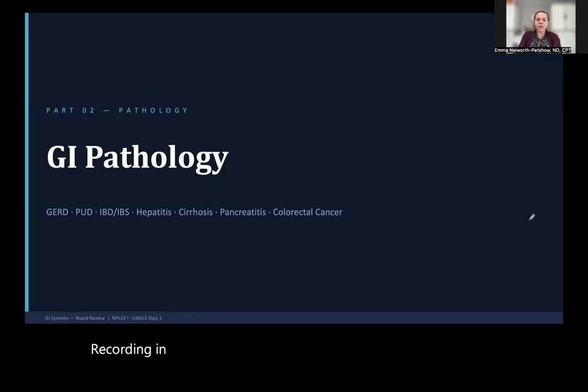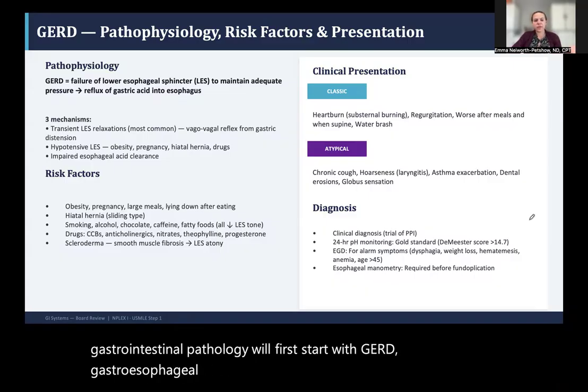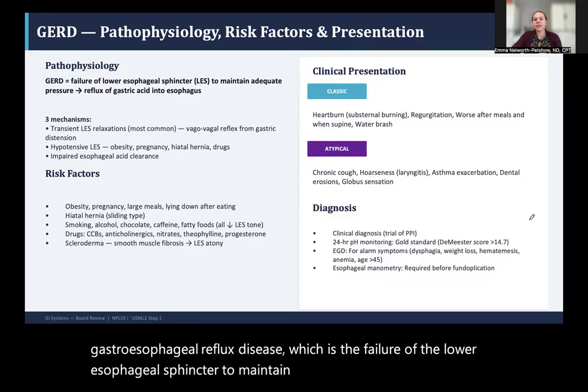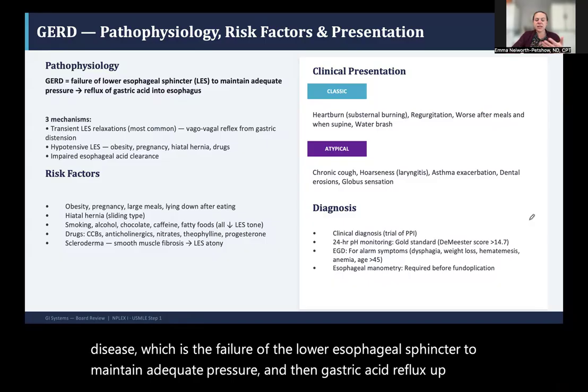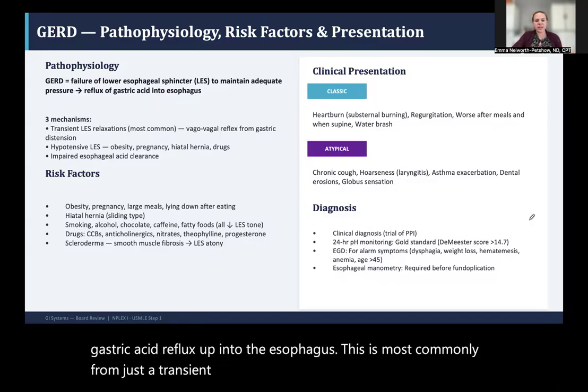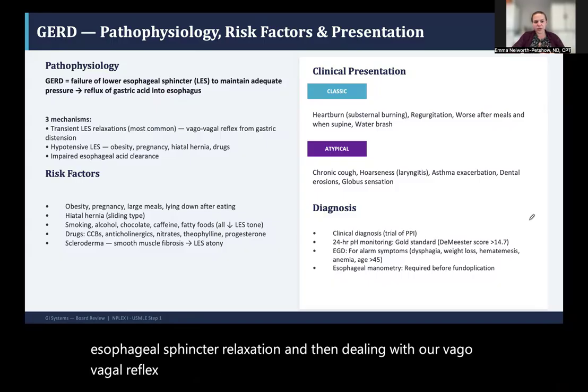Moving into some high-yield gastrointestinal pathology, we'll first start with GERD, gastroesophageal reflux disease, which is the failure of the lower esophageal sphincter to maintain adequate pressure, and then gastric acid reflux up into the esophagus. This is most commonly from just a transient lower esophageal sphincter relaxation, and then dealing with our vagovagal reflex from gastric distension from food going into our stomach.